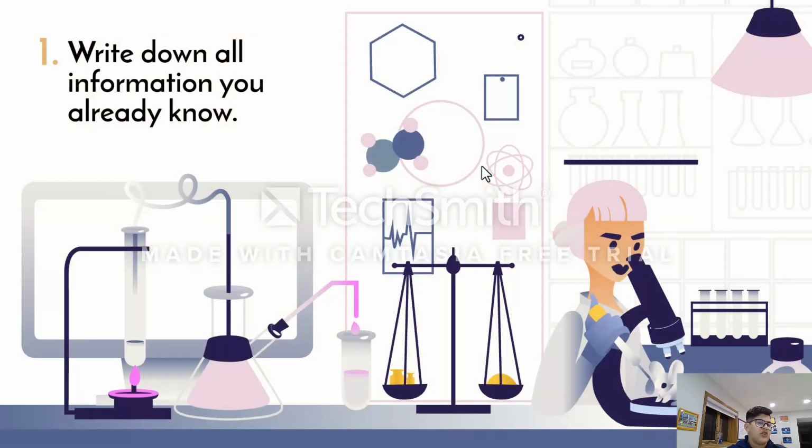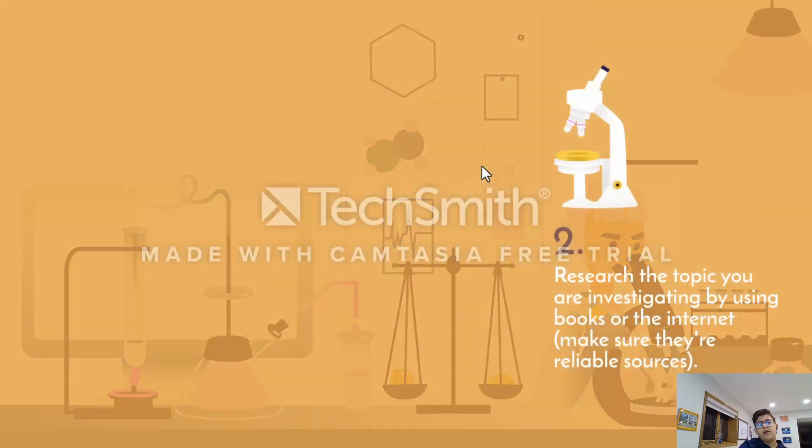Next, you must research. On the topic that you are doing, you must write down all the information that you already know. Then you must research the topic by using books and the internet, but you need to make sure that they're reliable sources. If you use a non-reliable source, you would be filled with false information, which then would lead to massive failure in your experiment.